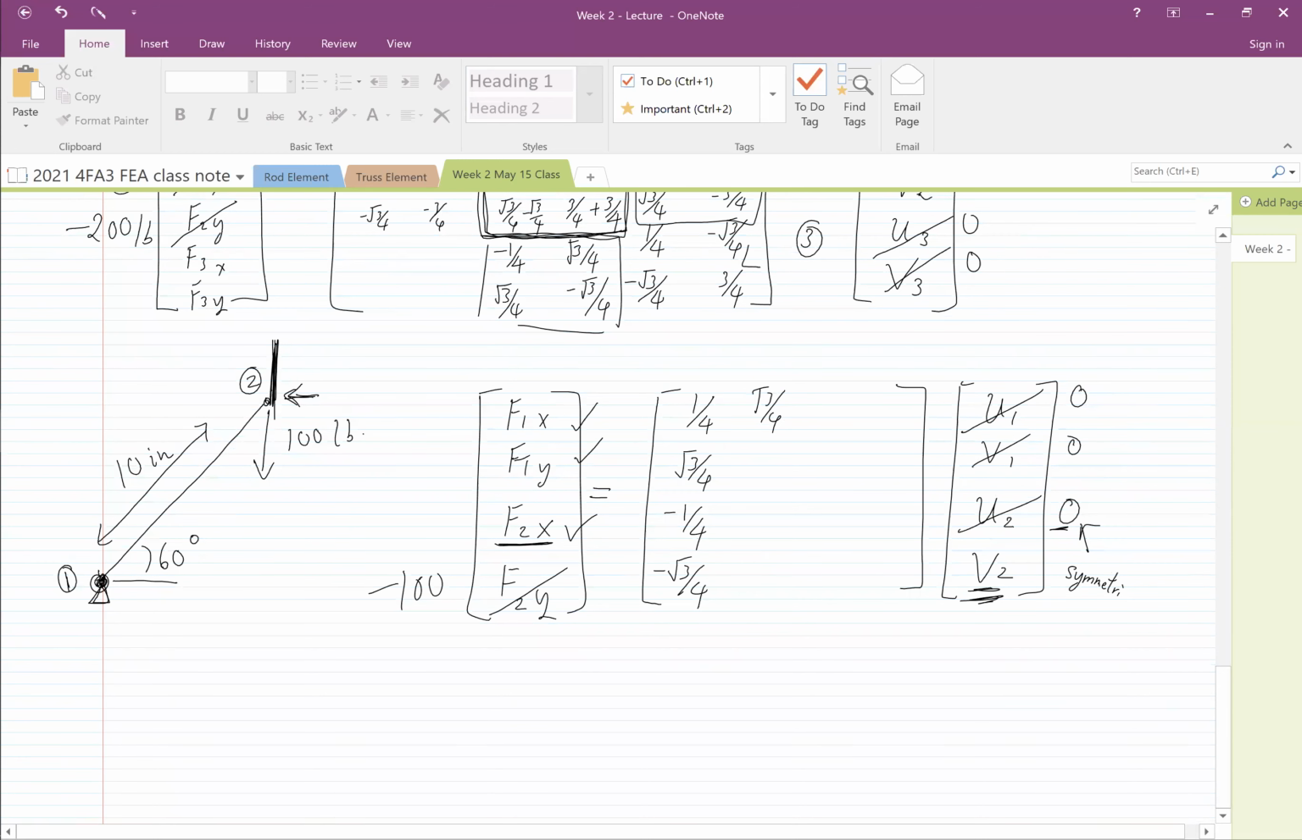Any questions? So can you equate F2x to F1x then? You can say that the x component at node 1 is equal to the x component at node 2. Because we know that that's not 0 then. F1x and F1y is not 0. Okay.